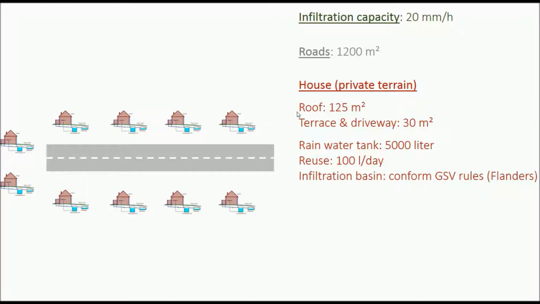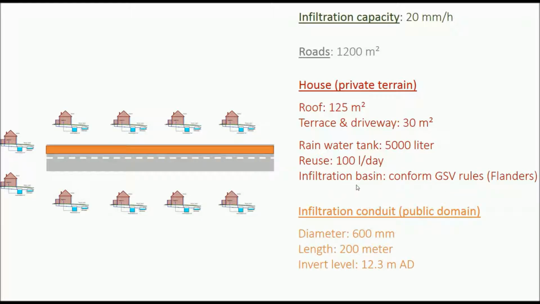Each house also has a rainwater tank of 5,000 liters and an expected reuse of 100 liters per day. There is also an infiltration basin, so the water of the rainwater tank will overflow into this infiltration basin, and the infiltration basin is modeled according to the GSV rules in Flanders. Once each infiltration basin is full, it will spill onto the public domain, and there we foresee an infiltration conduit of diameter of 600 millimeters, a length of 200 meters, and the invert level is at 12.3 meters above datum. The infiltration conduit is also lying flat or horizontally, so there is no slope.